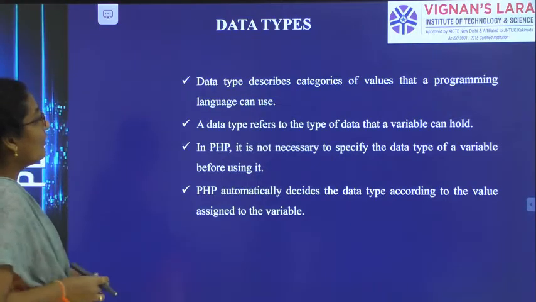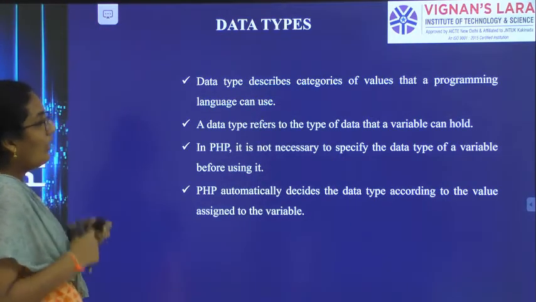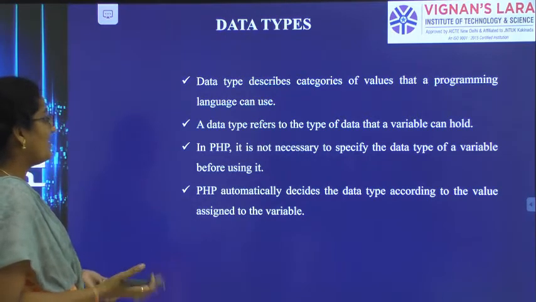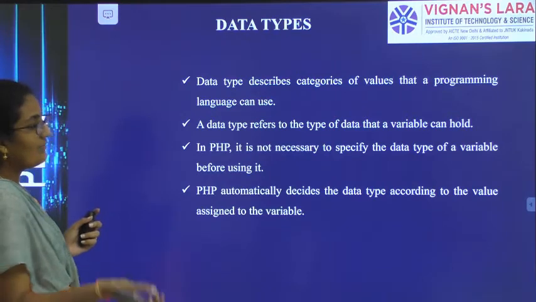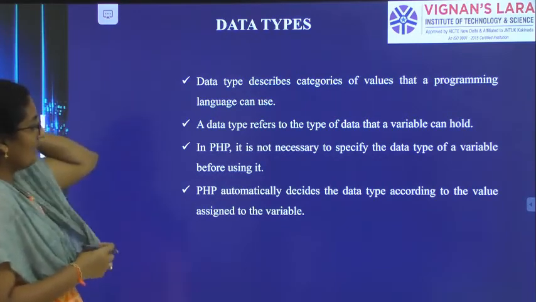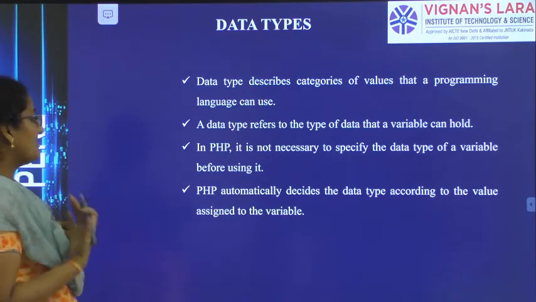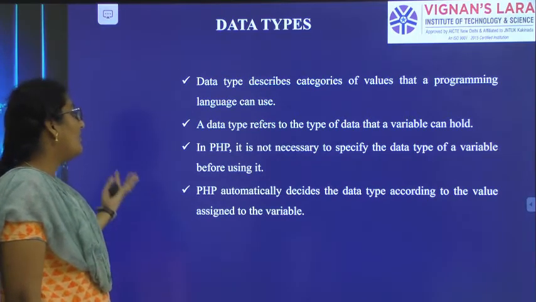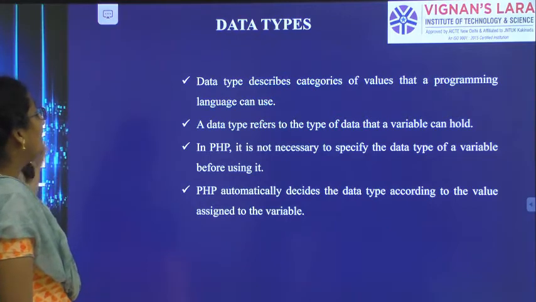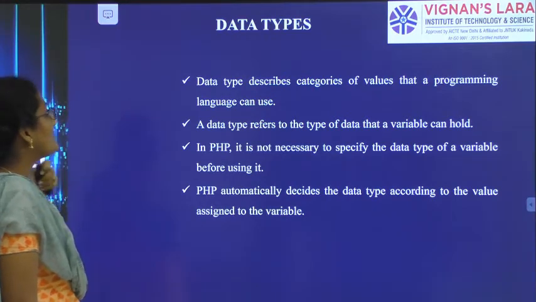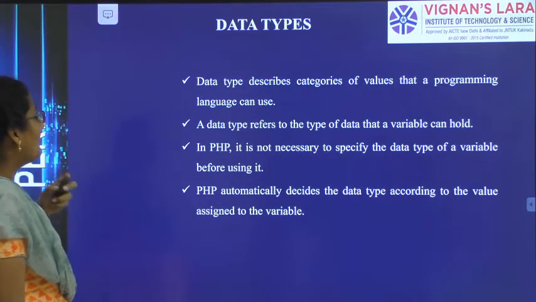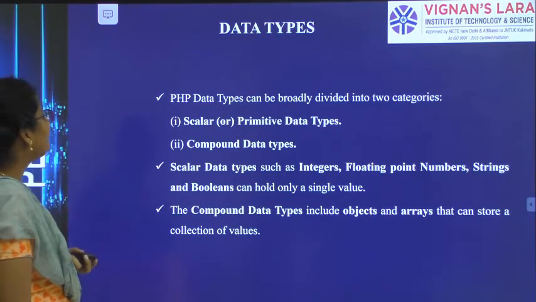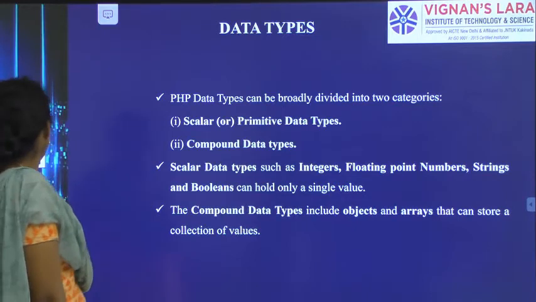So let us see what the data types are. You already know a data type is used to define which type of data it is. If it is a number, integer. If it is a floating point number, decimal. If it is a string, or if it is something else. In PHP also we have data types, and in this language also we have data types. These data types are the same in any programming language.